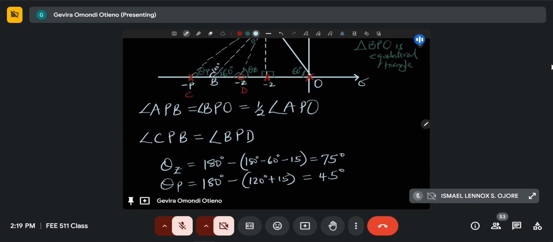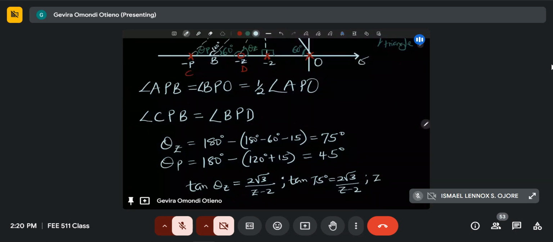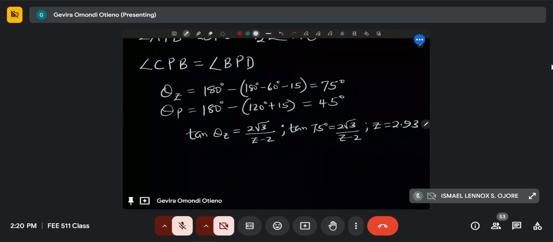Okay, so now that we have the angle at theta Z and theta P, we now need to obtain the locations minus Z and minus P. Those locations, I had given you the formula in the previous class, so it should be easy, and you just use trigonometry. So we know that tan theta Z should be equal to 2 root 3, which is the opposite, over the adjacent, which is Z minus 2. And so if you substitute, you'll see that the tangent of 75 degrees should be equal to 2 root 3 over Z minus 2. And if you solve this, then Z should be equal to 2.93, meaning this location here is minus 2.93.